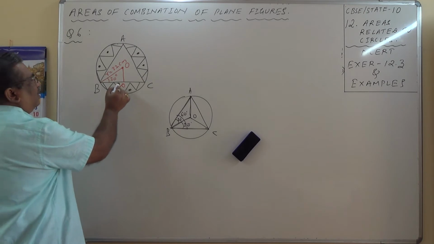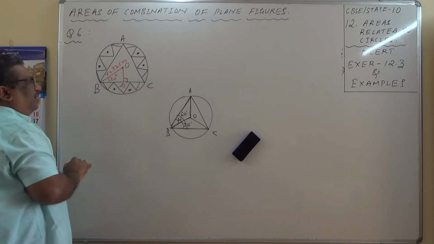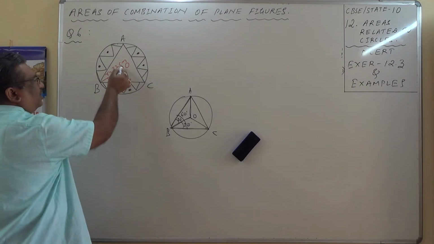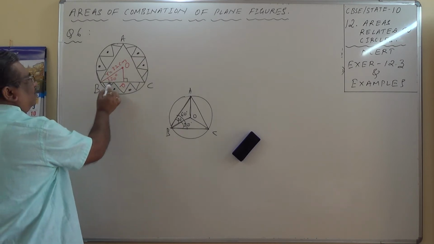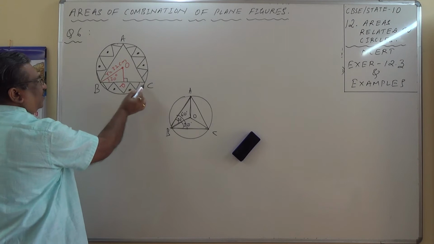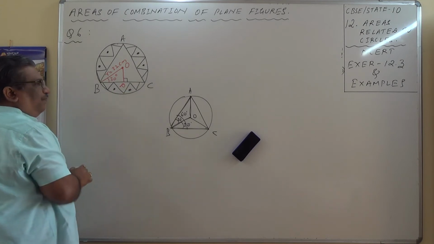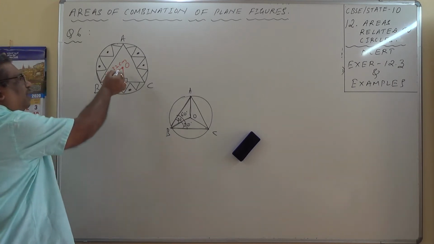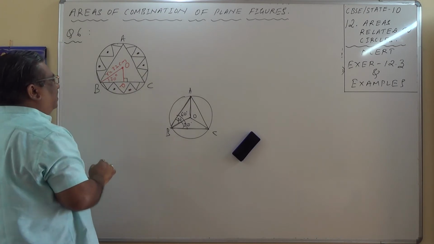And also let us draw an altitude here. OD, let it be an altitude. If OD is an altitude passing through the center, then OD will divide BC into two equal parts, that is BD is equal to DC. You can work out yourself and check whether it is correct or not. So here OD divides BC, and BC is equal to 2 times BD.